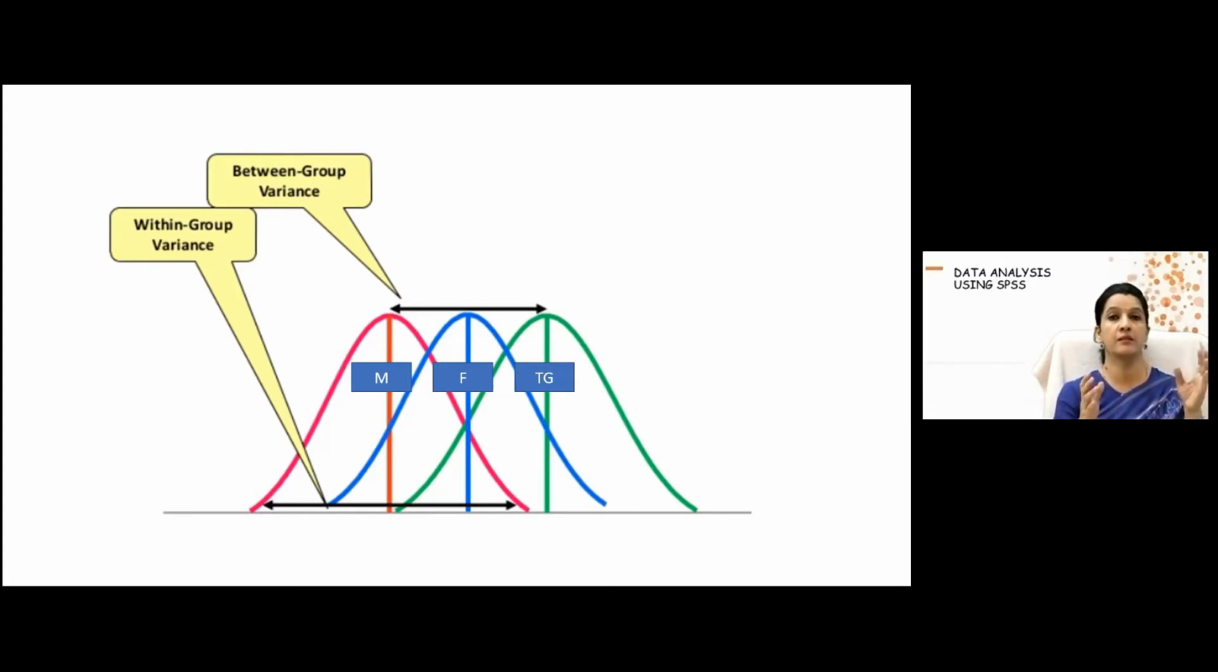Between group variance means you take the mean of all these 3, take an overall mean, and then subtract each group mean from the overall mean. The concept is similar. So there will be between group variance and within group variance. Am I making myself clear to you? What do we understand by the between group variance and within group variance? Or should I repeat this one more time?